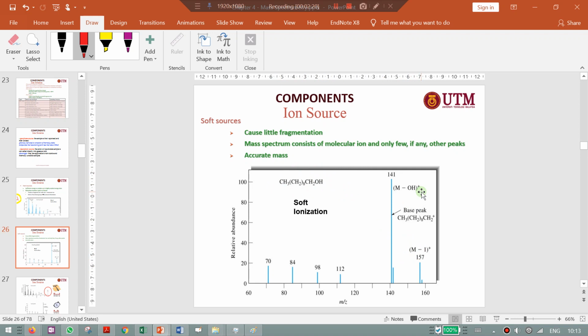The soft source can give a molecular ion and is suitable for thermally labile compounds, but the problem is we have less information regarding functional groups. With the hard source, the weakness is that it's not suitable for thermally labile compounds, but if the compound is not thermally labile, we can obtain a lot of information regarding the functional groups. Then the matching probability for our compound is much greater compared to the soft source. They are complementary to each other.